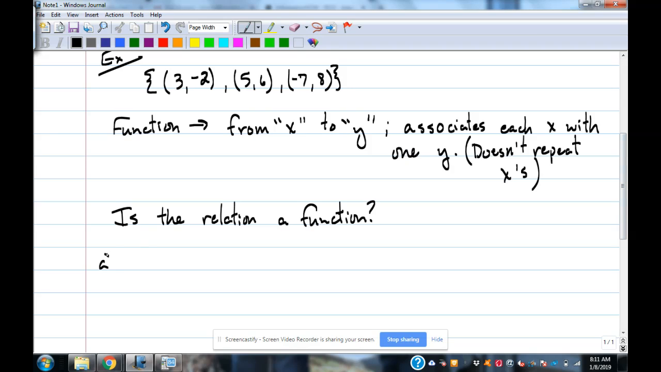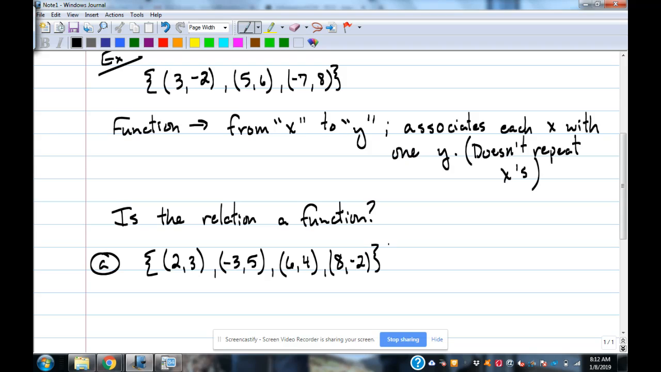Okay, so first example. Example A is we got a set of ordered pairs, (2, 3), (-3, 5), (6, 4), (8, -2). Is that a function? Why or why not? It's a set of ordered pairs. That's a relation. Yes, because it has X and Y values and it's going from X to Y. Okay, and that's true, but what about the X values? They don't repeat, so that means it is a function.